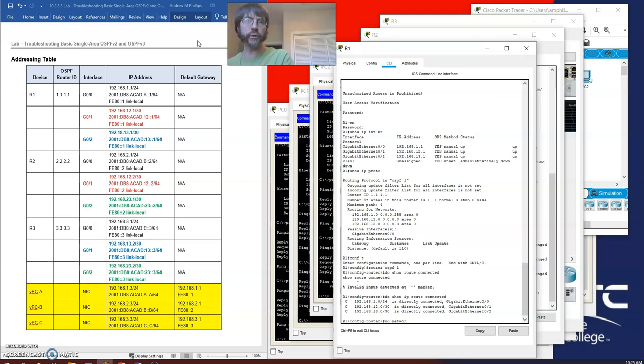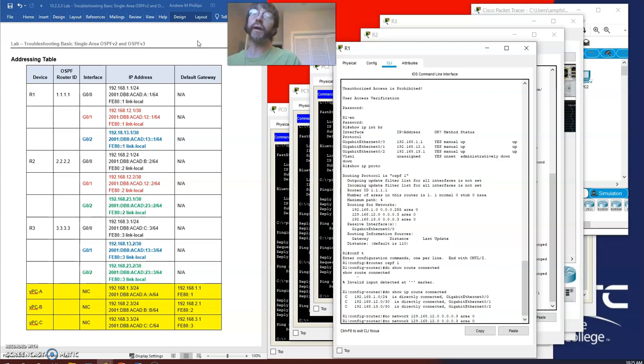So no network 129.168.12.0 0.0.0.3 area 0. Now what I can do, the easy part of this, is I can take that network statement and fix it like this. Because all that's the problem here is the 192 has been, those two digits have been reversed. The 192 becomes the 129. The rest of it is okay.